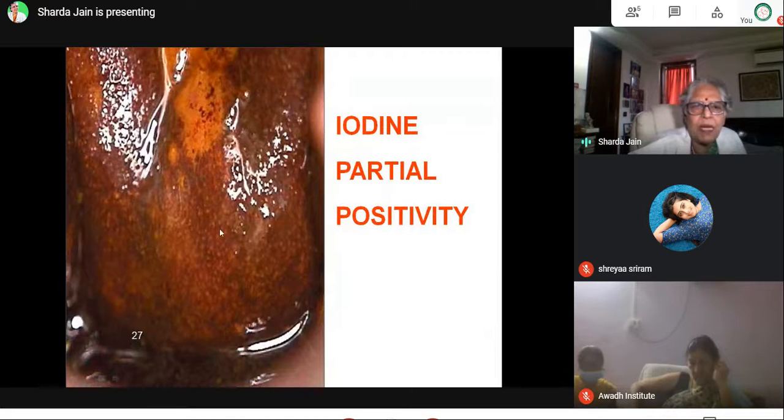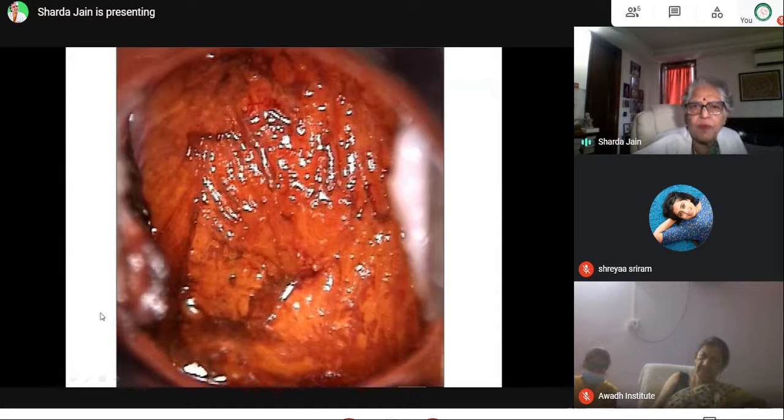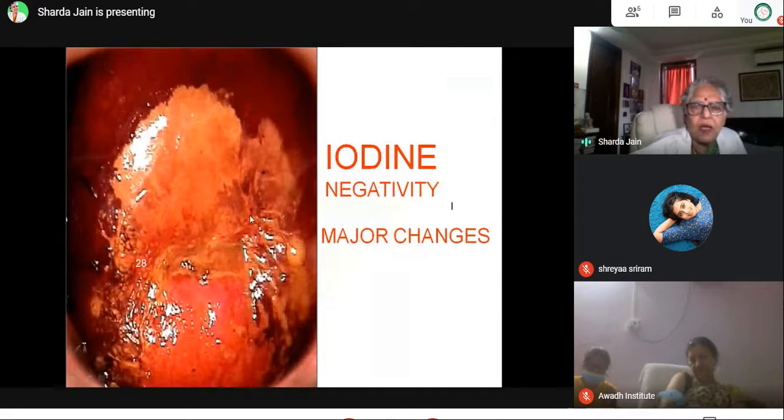Whenever you find a sprinkling of things like this, a stippling kind of pattern, you can find there is an extensive HPV infection. So this is an area which has been stained with the Lugol's iodine.